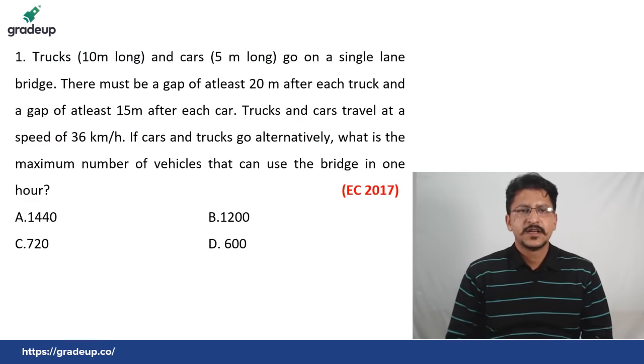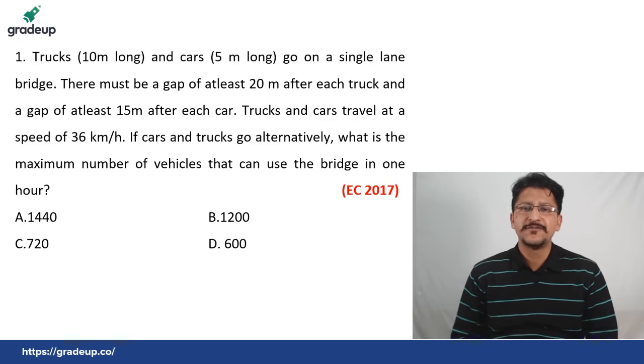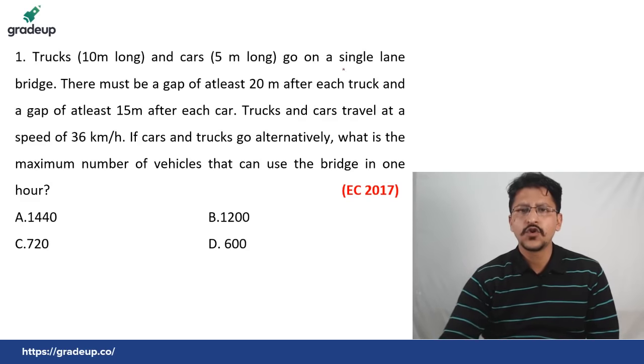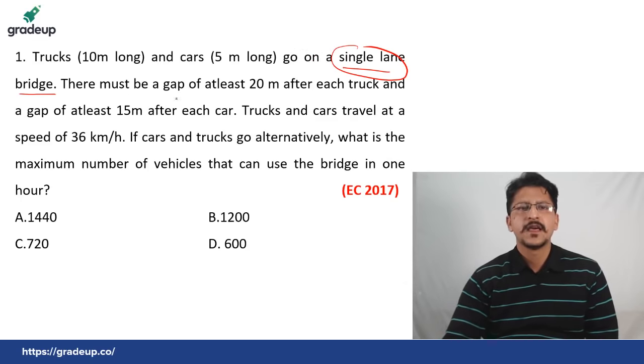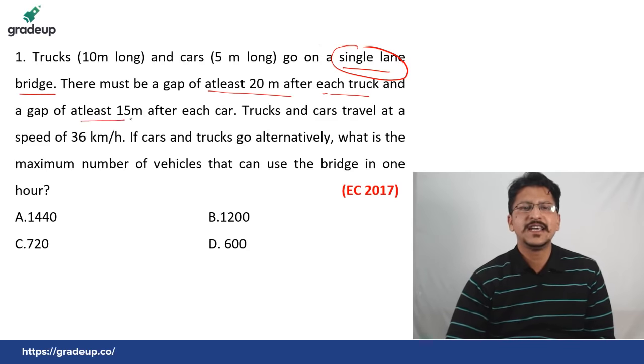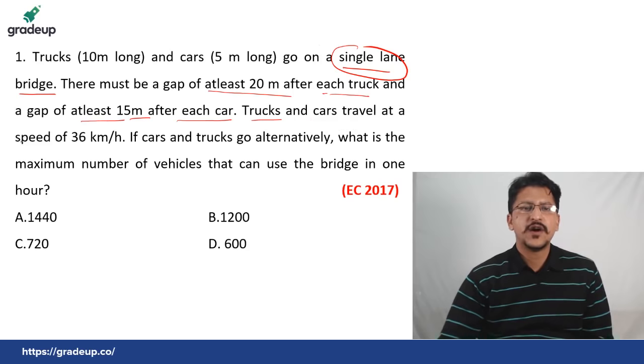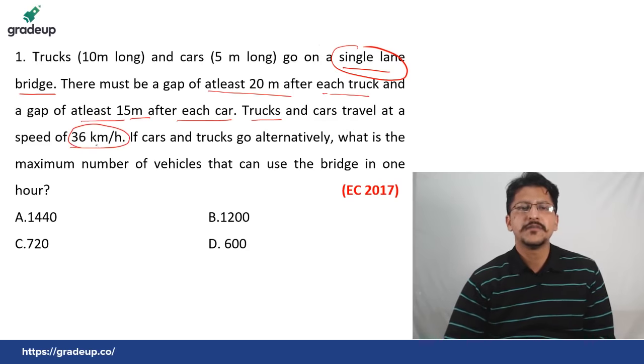See this, it says trucks 10 meter long and cars 5 meter long go on a single lane bridge. Single lane means they go one after another. There must be a gap of at least 20 meter after each truck and a gap of at least 15 meter after each car. Now trucks and cars travel at a speed of 36 kilometer per hour.